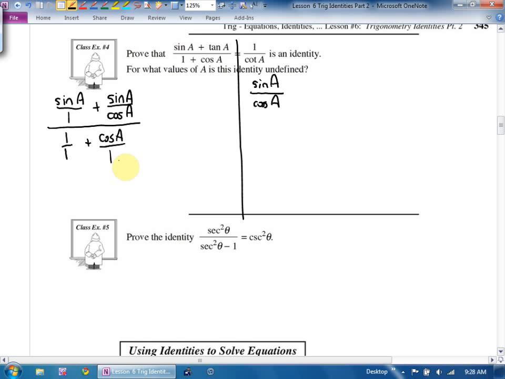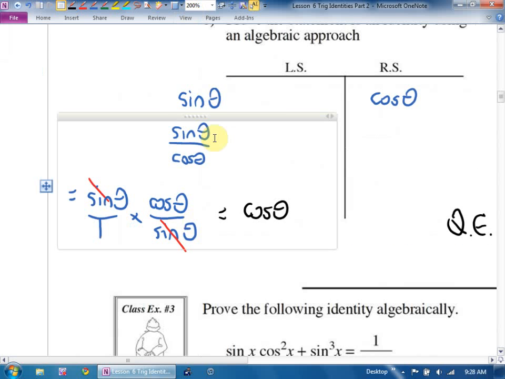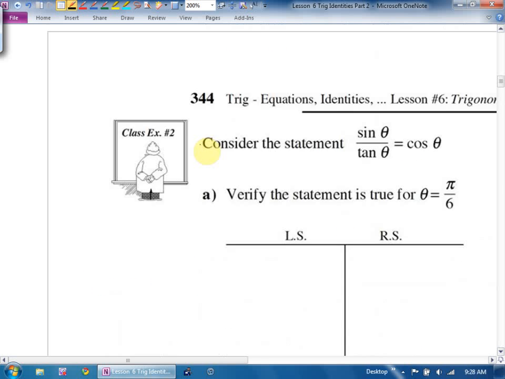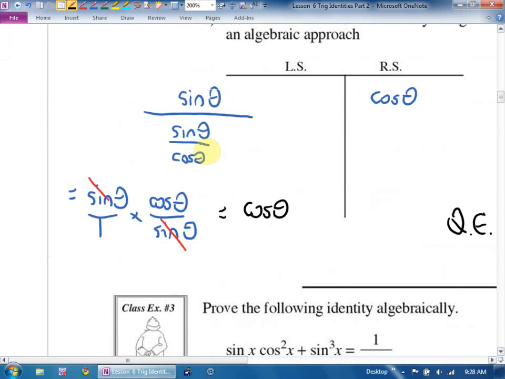Now that looks ugly, but I want to show you a great trick. It's called clearing complex fractions. And I'm going to zoom in here. This is a complex fraction. What's a complex fraction? A fraction on top of a fraction. Technically, this was also a complex fraction. Technically, where was it, Mr. Dueck? It was on the previous lesson. I'm not going to go finding it. Technically, because this is sine over 1, this is a complex fraction.